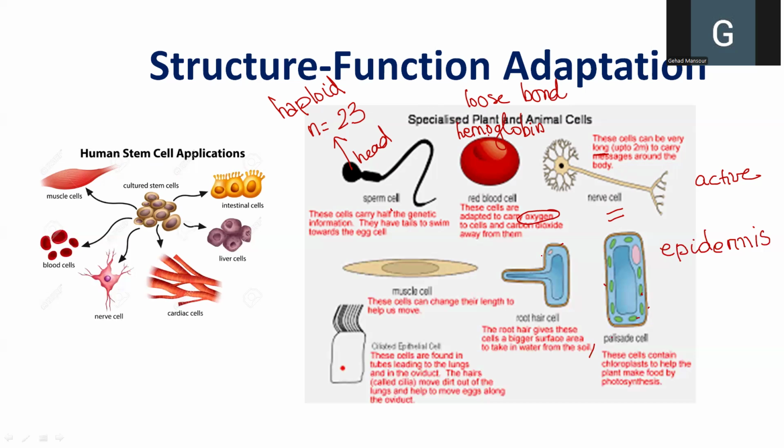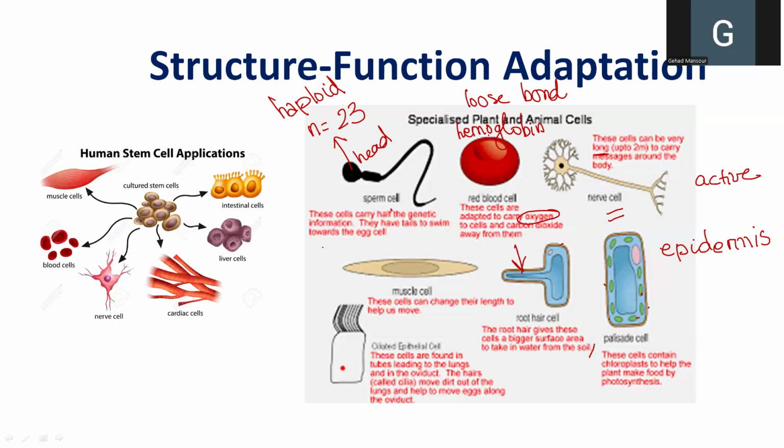plant root cells or root hair cells to absorb water and salts, and we call them root hair cells because these extensions that you can see on the diagram are sometimes very long and very thin.